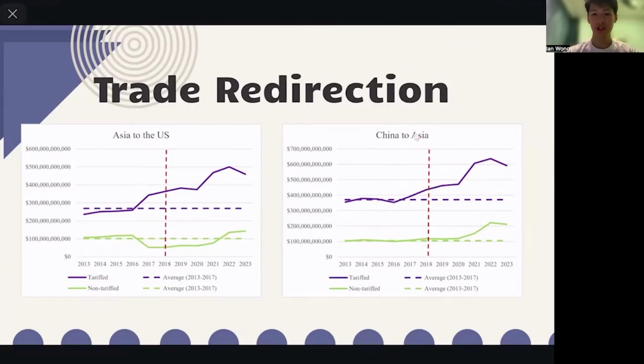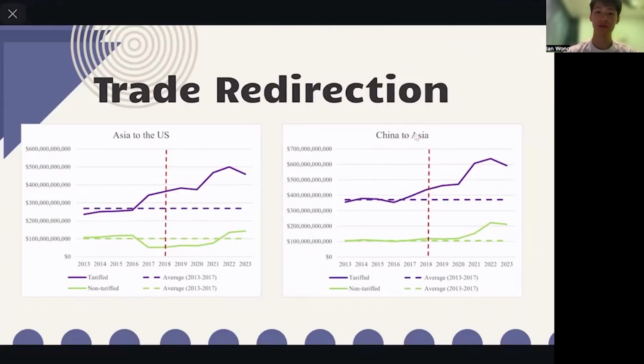When observing the change in trade flows between China, Asia, and the US, a significant discrepancy between the increase in flows of tariff goods as compared to non-tariff goods can be observed. For trade flows from China to Asia, there's a noticeable increase in the flow of tariff goods post 2017, while the flow of non-tariff goods remains relatively the same. This is similar to the trade flow of Asia to the US, where there is a significant increase in the flow of tariff goods, while the flow of non-tariff goods remains relatively unchanged.